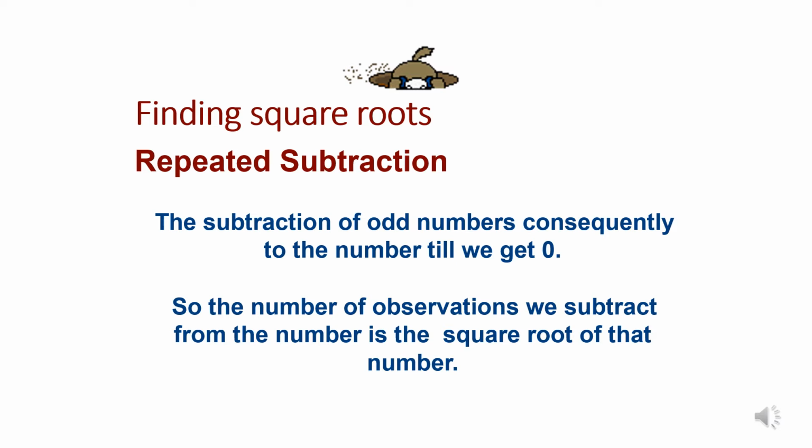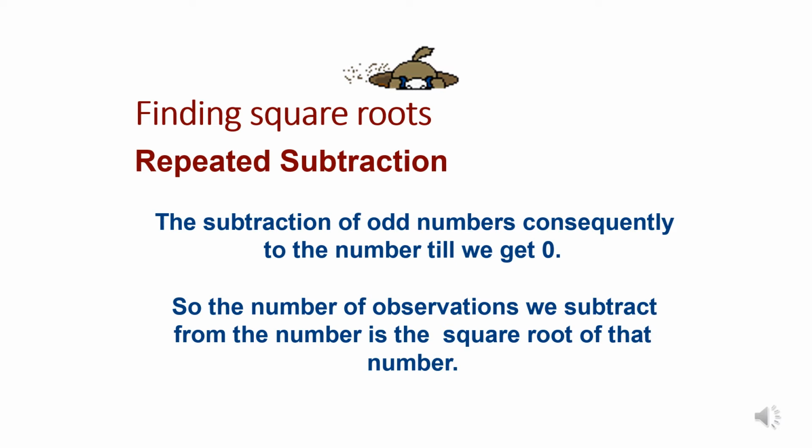Remember, if we are not going to get 0 at the end of the process, it means the number is not a perfect square number. We cannot find the square root of that type of number in the integer form.